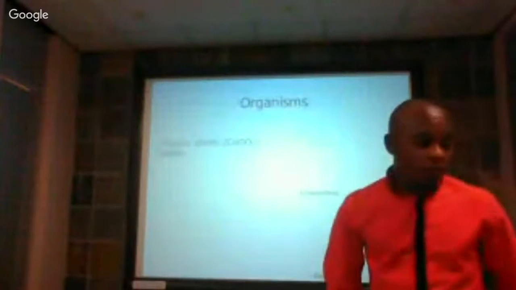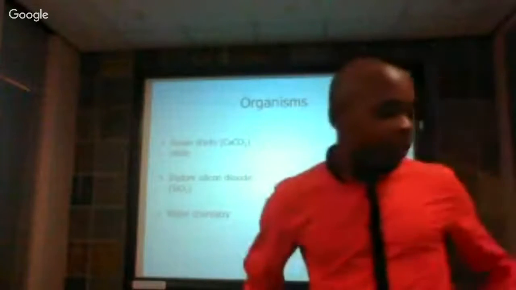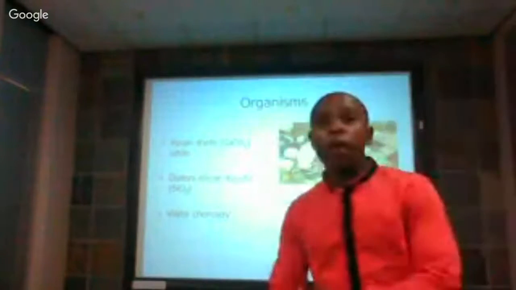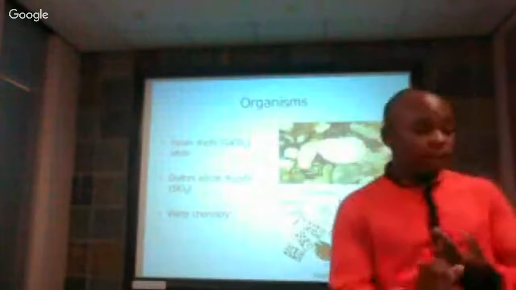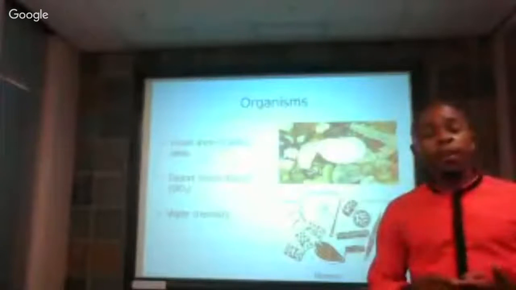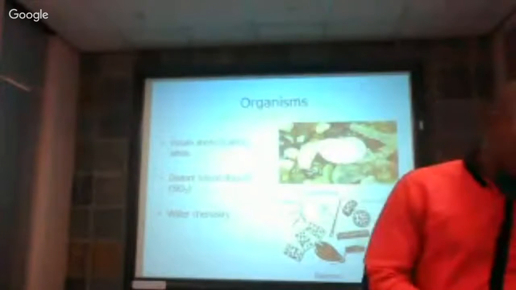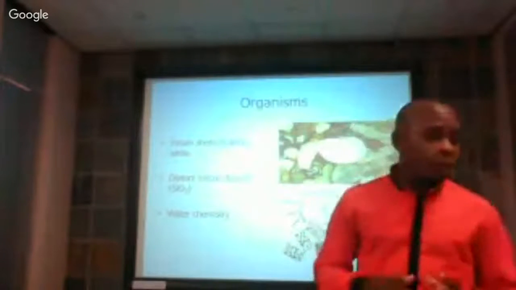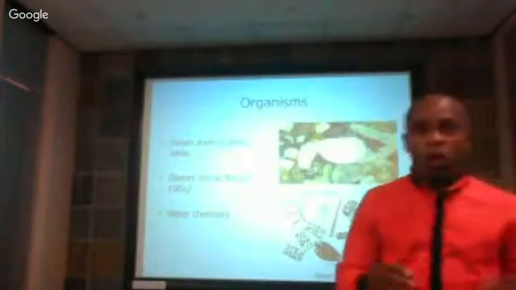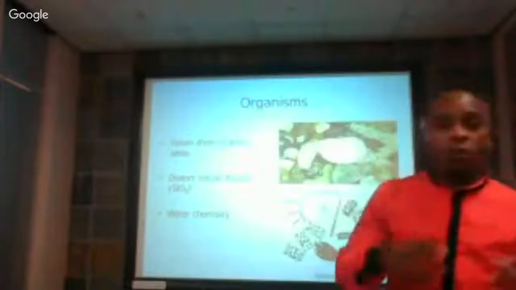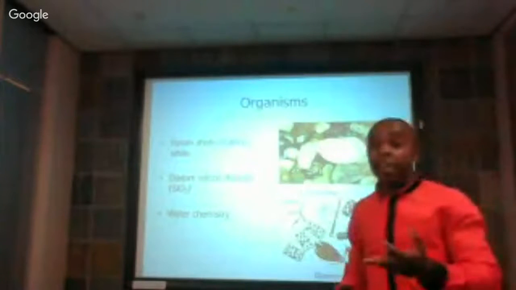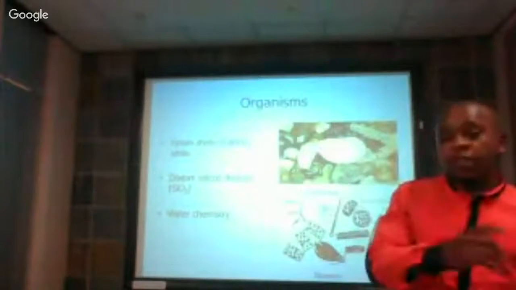Thank you, Spur. As Spur said, I'll only deal with 4 proxies. That is the organisms, which include both the foraminifera and also the diatoms, and I'll also deal with the tree rings and the ice cores. Firstly, let me start with the organisms. In organisms, there are 2 organisms which are commonly used, that is the foraminifera and the diatoms, that serve as proxies.